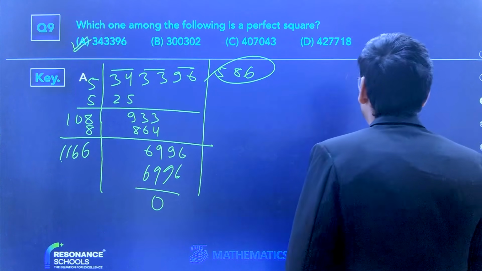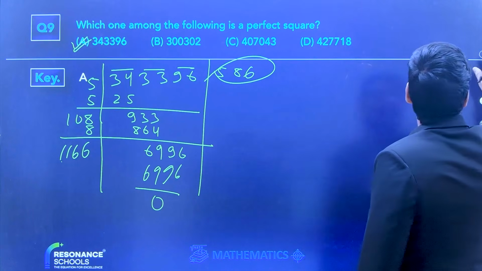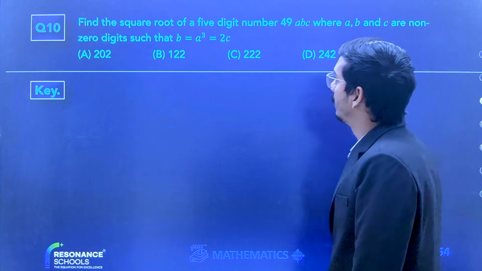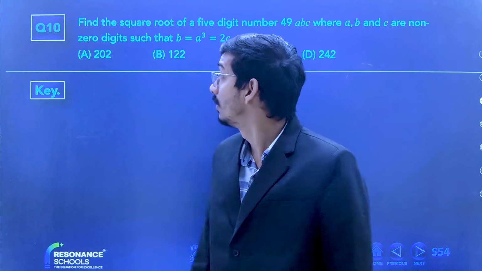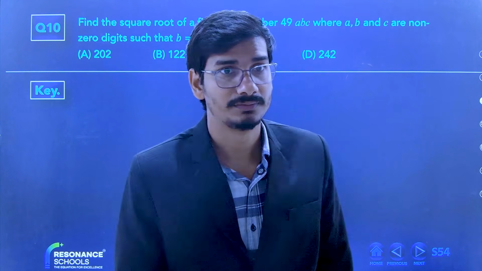The number in unit place is 2378. That number is not a perfect square. Now come with the question number 10.